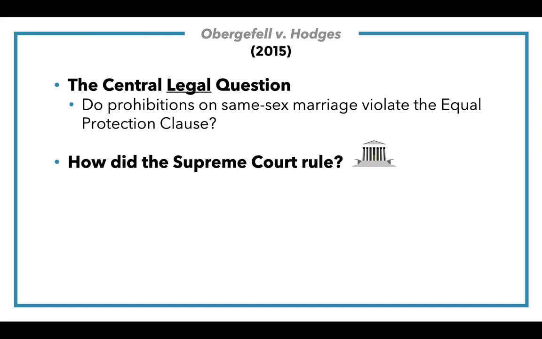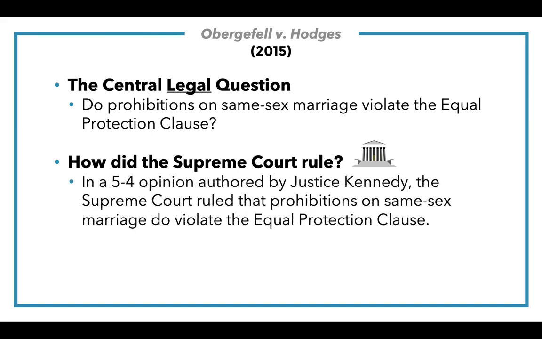Now, how did the Supreme Court rule? Many of you will know already that the Supreme Court ruled in favor of Obergefell. In a 5-4 opinion authored by Justice Anthony Kennedy, the Supreme Court ruled that prohibitions on same-sex marriage do violate the Equal Protection Clause. And therefore, in doing so, they gave the right to marriage to same-sex couples across the United States. Now, maybe the sad thing about the opinion, you might say, well, now I'm wondering, right? Did they say that they violated the Equal Protection Clause because they discriminated against people based on sex, or because they discriminated against people on the basis of sexual orientation?